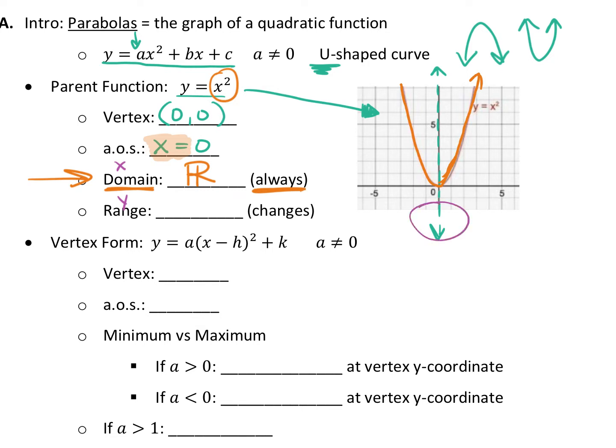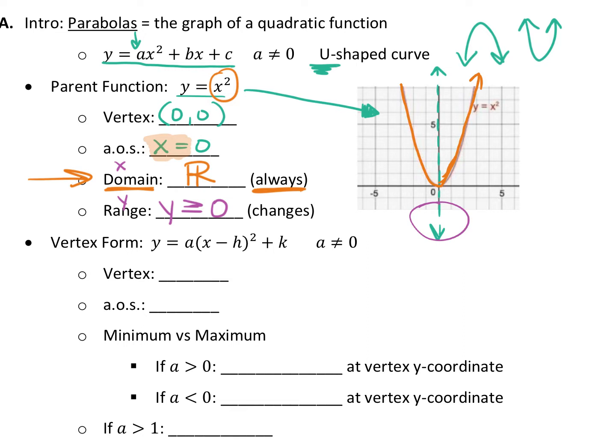Can y be a negative number? It never drops below the x-axis, right? Its low point is the x-axis. So that means our y value is going to be greater than or equal to what number? 0, right? Greater than or equal to 0. Okay, so that's the range for the parent function. The range will change as we graph different parabolas, okay? But domain will never change for parabolas.